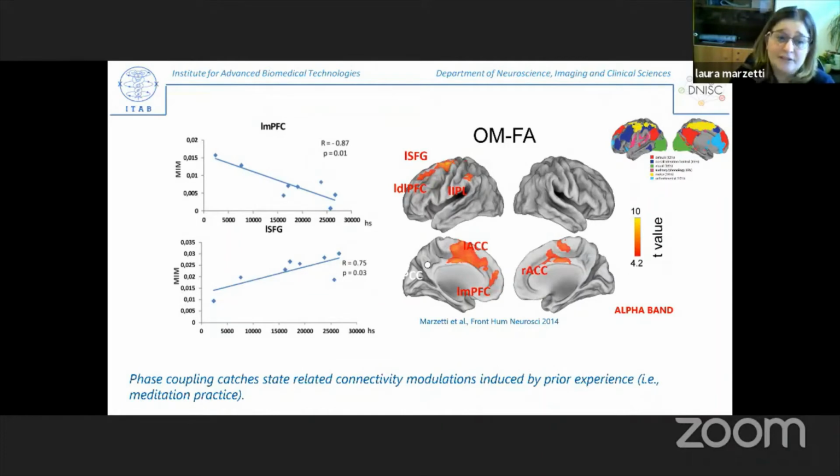So meaning that, for instance, when the internal connectivity with the other parts of this default mode network was lower, the more expertise you had in meditation. So basically, this means that you are able to focus more on the state and be less distracted by yourself.